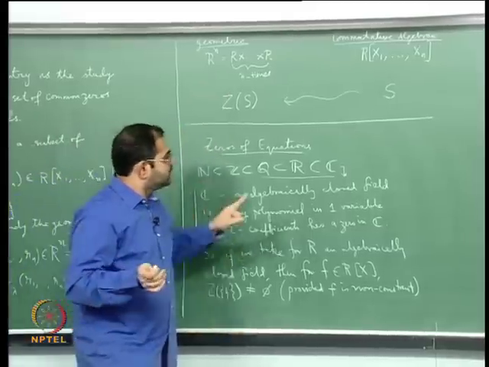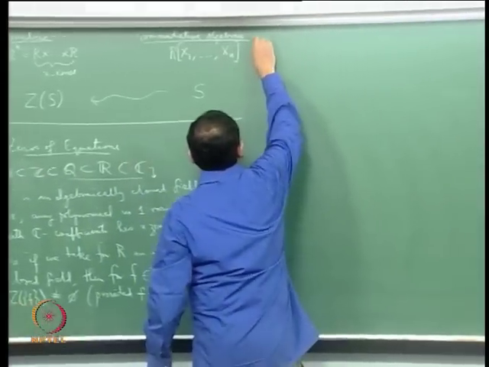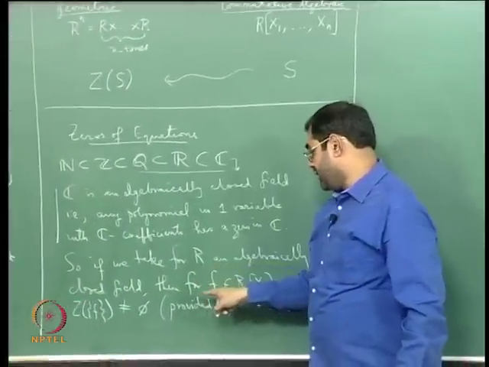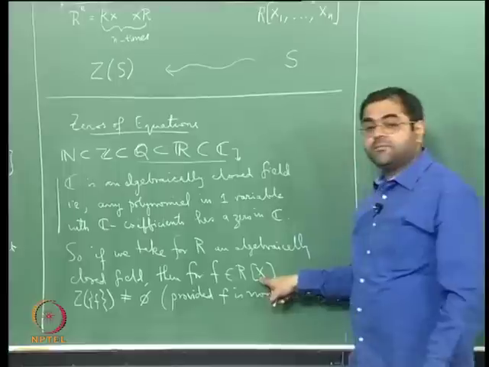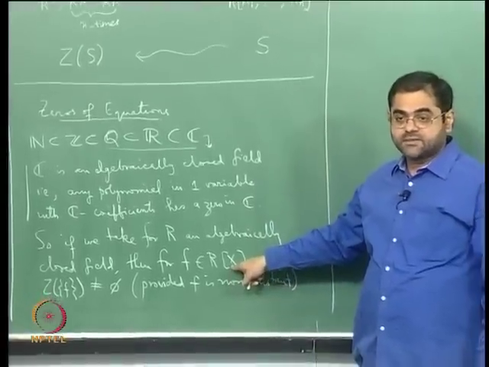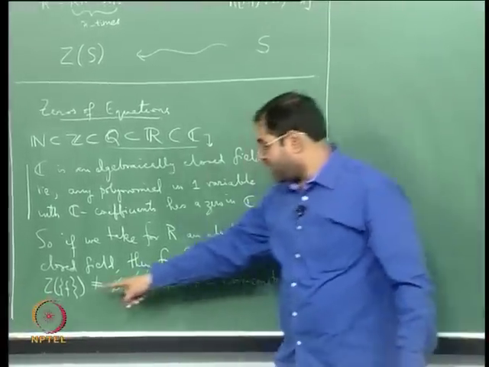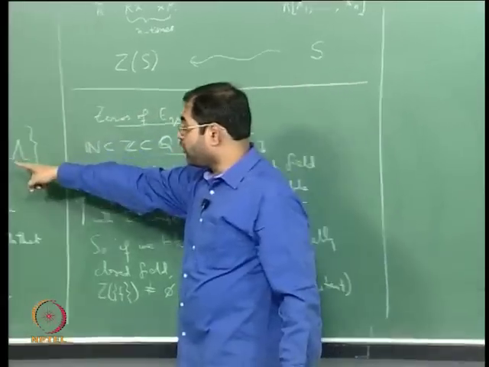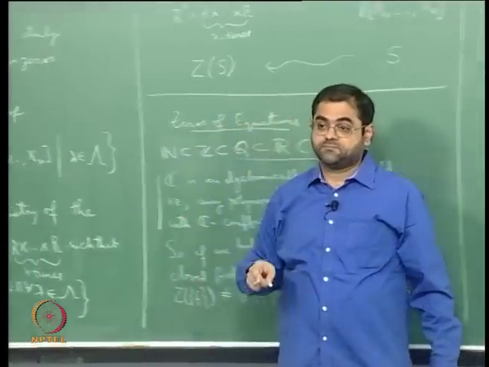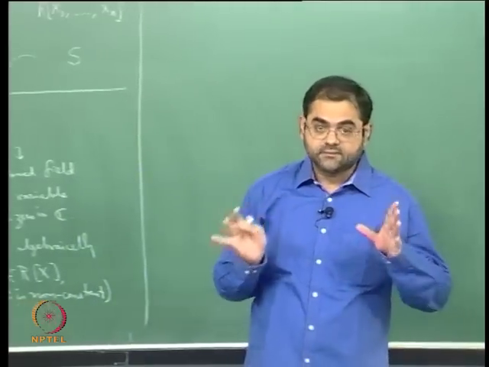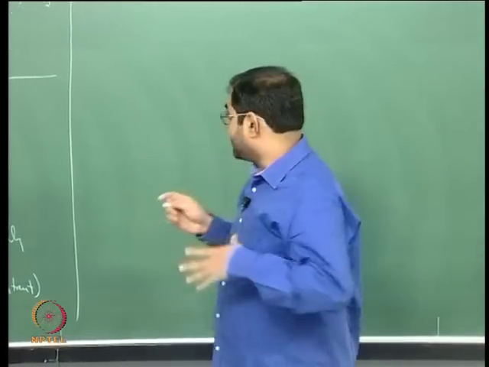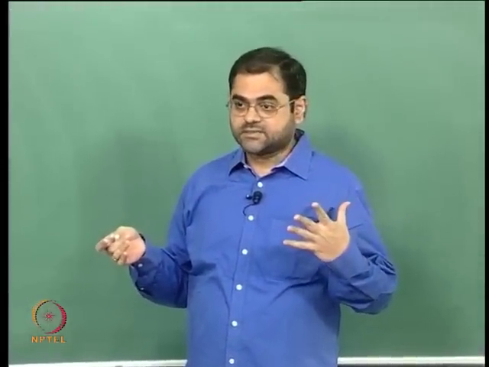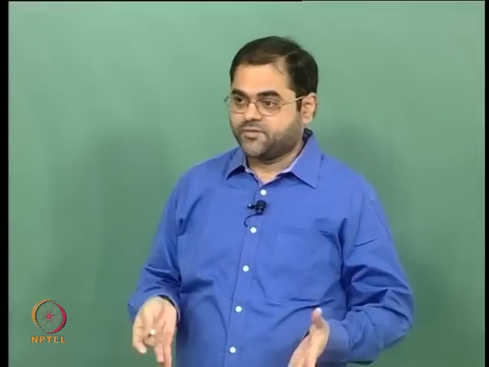But then here is the important thing. What we want is not for one variable x, but for several variables, and we don't want it for a single polynomial in several variables, but for a whole collection of polynomials in several variables. Okay, that is our deep requirement, and that's what the Nullstellensatz, Hilbert's Nullstellensatz, promises.